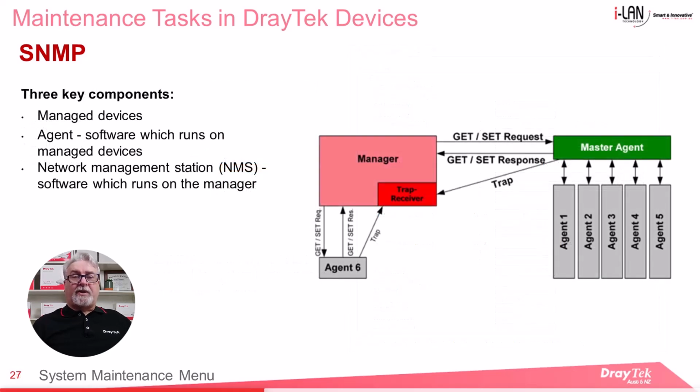This diagram illustrates the principle of SNMP communication. The agent, which will be the DrayTek router, will send traps to the SNMP management station when an event occurs. We also have GET and SET requests.